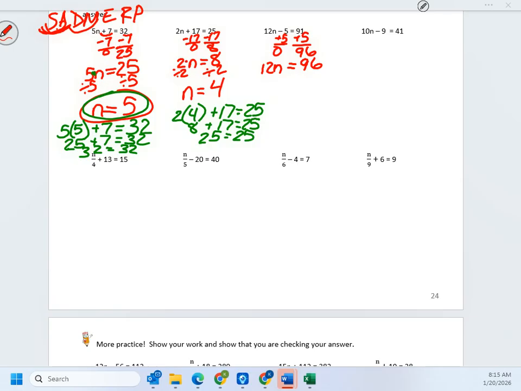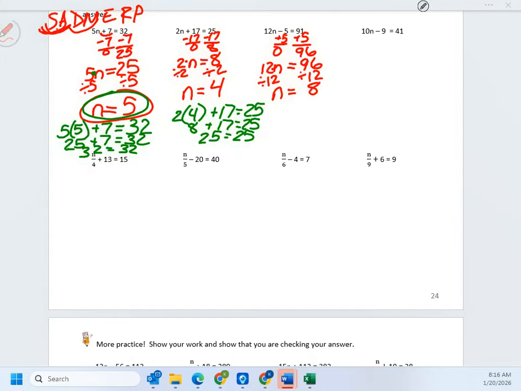12n. Think about what operation that is with the 12 next to the n, and what's the opposite. Matt? It is 12 times n. So what would be the opposite of 12 times n? 12 divided by n, so I need to divide 12. So instead of multiplying, I do its opposite. 12 divided by 12 is 1, so I can just write my n. 96 divided by 12. What was it? 8.